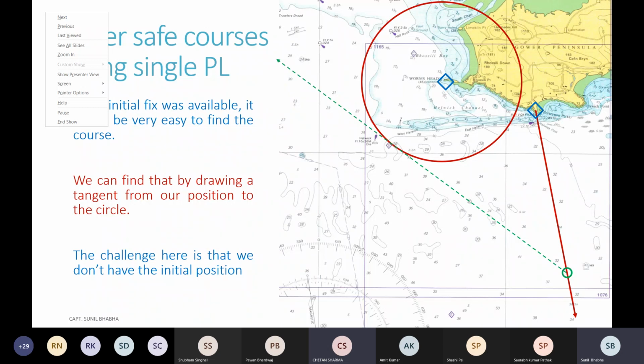Sir, take any position on this PL, apply the current on that position, is it? Okay. And then after that, draw your tangent.